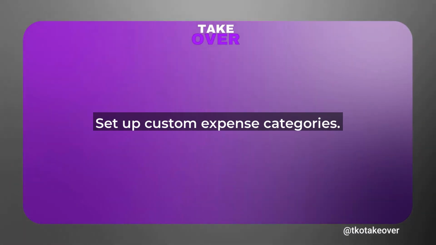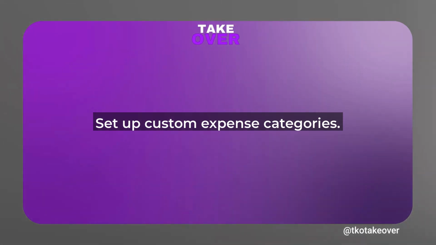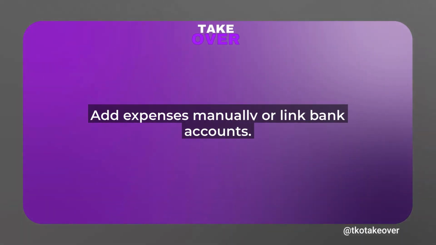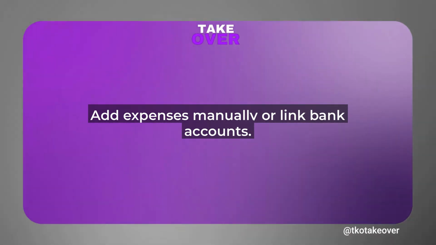Now that you're logged in, let's set up your expense categories. Wally makes this easy. Tap on the Categories section and add custom ones like groceries, dining out, or entertainment. This helps organize your spending so you can see exactly where your money is going.